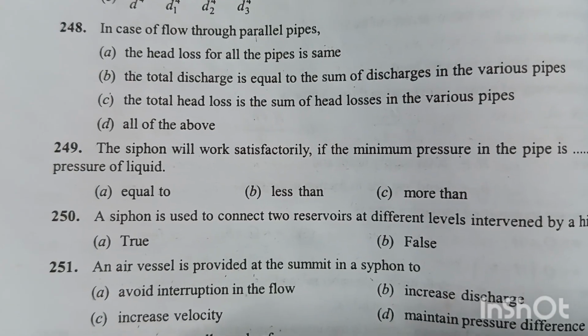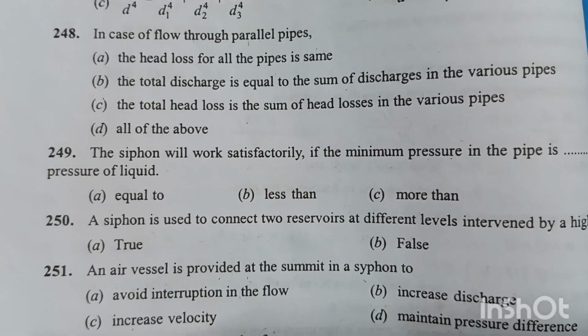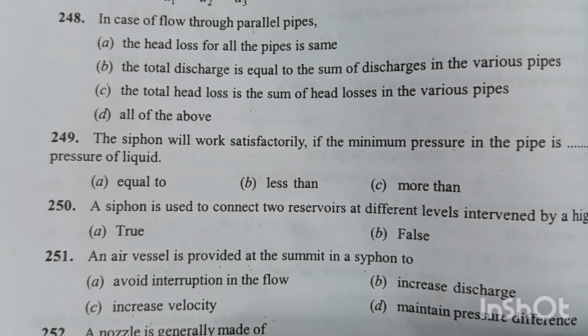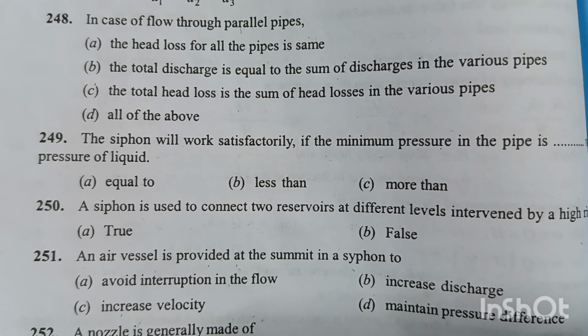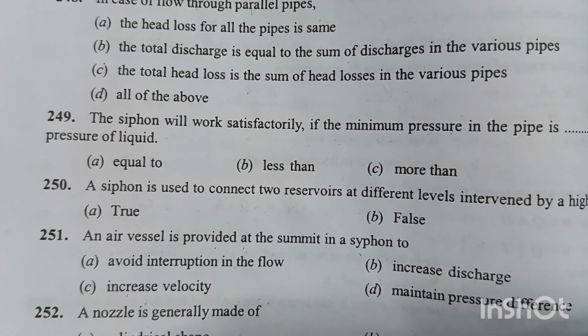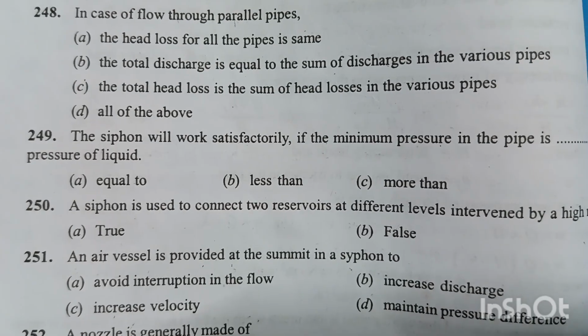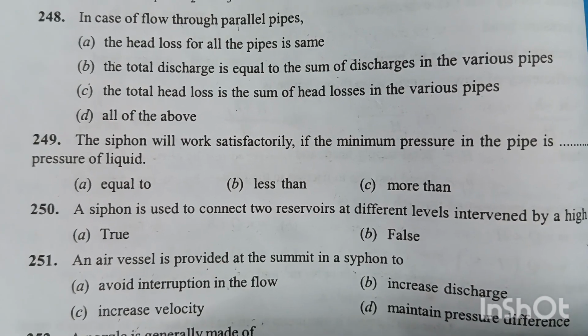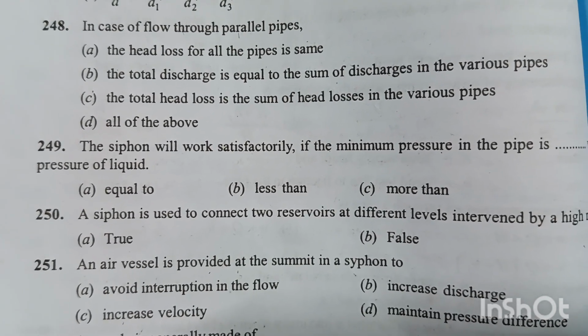Question number 248. In case of flow through parallel pipes, option A, the head loss for all the pipe is same. Right. Option B, the total discharge is equal to the sum of discharge in the various pipes. Right. Option C, total head loss is the sum of head losses in the various pipes. No. So option A and B both are correct.